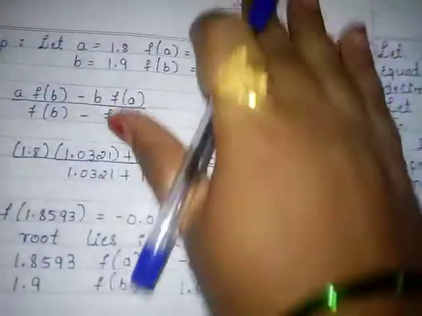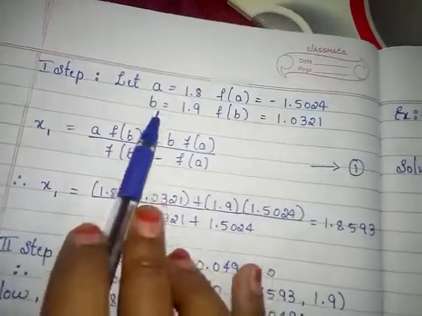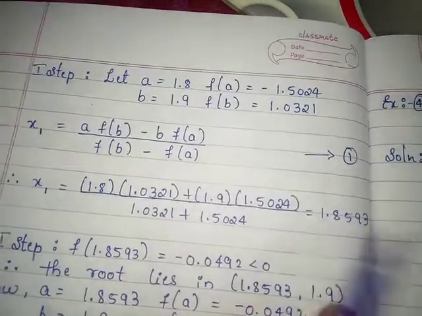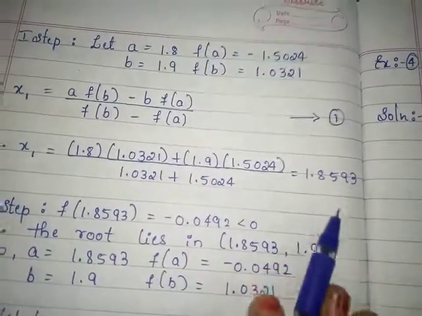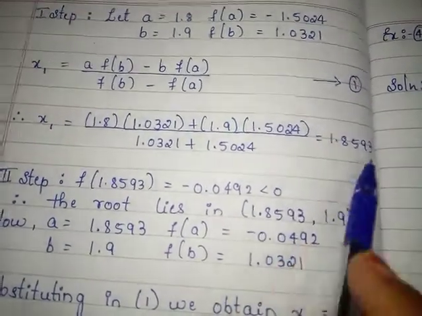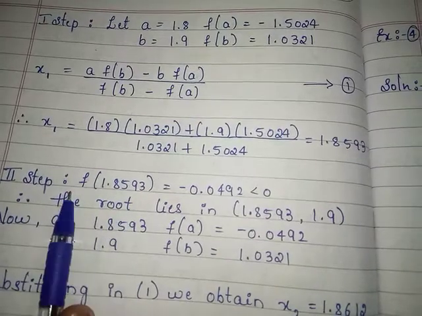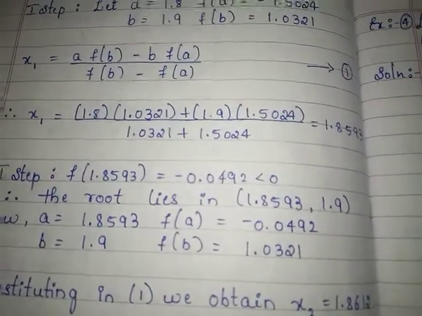Next, go to the steps. First step, these are the values of a and b, and f of a and f of b. Just substitute the values and calculate. We get x1 is equal to 1.8593. And next step, find the value of f of x1. x1 value is 1.8593. f of 1.8593 is minus 0.0592, which is less than 0.